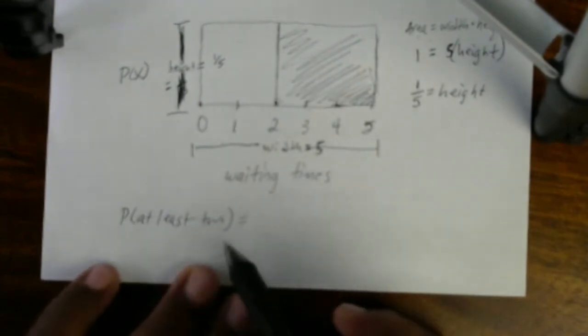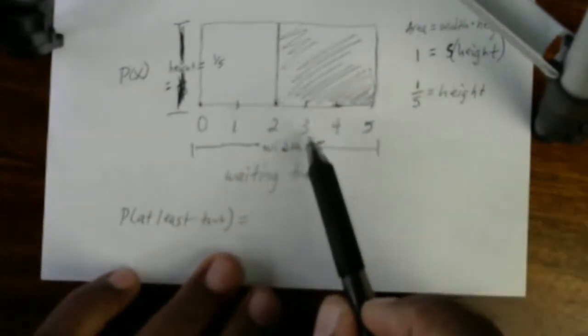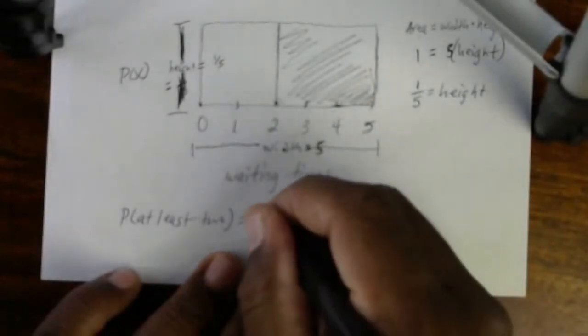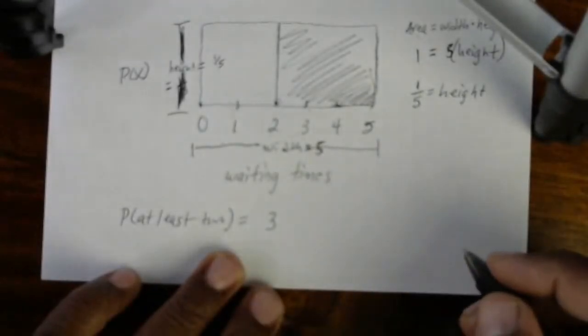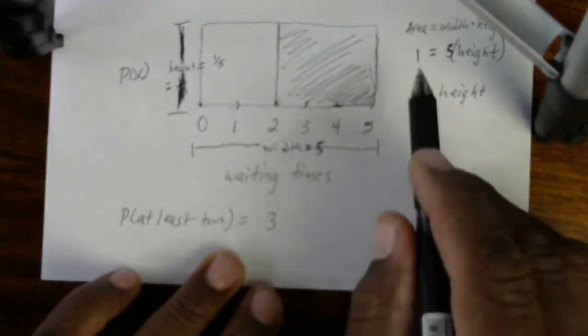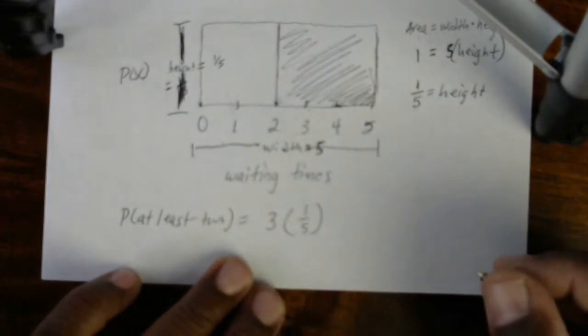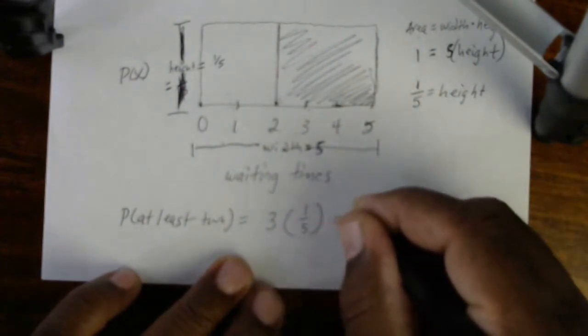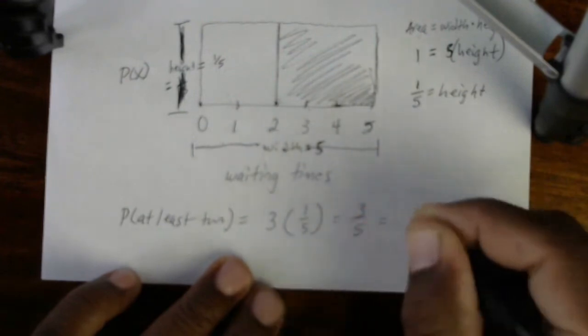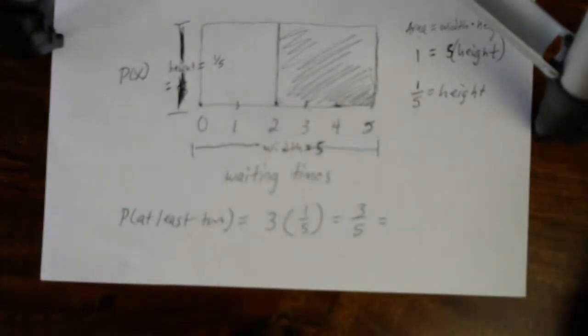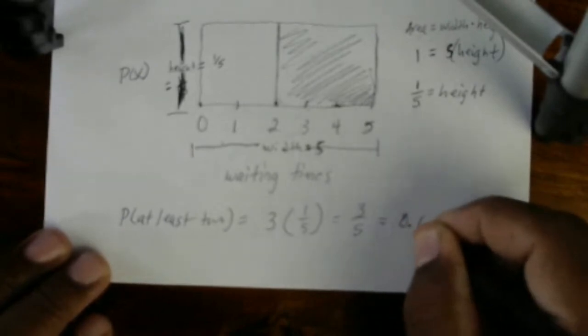So the probability of at least 2 people is the area. So I'm going to take the width, which is 3, right? 1, 2, 3 times the height, which is 1/5. And 3 times 1/5 is 3/5. And if we convert 3/5 to a decimal, because normally these probabilities are going to be given to you in decimal form, we get 0.6.